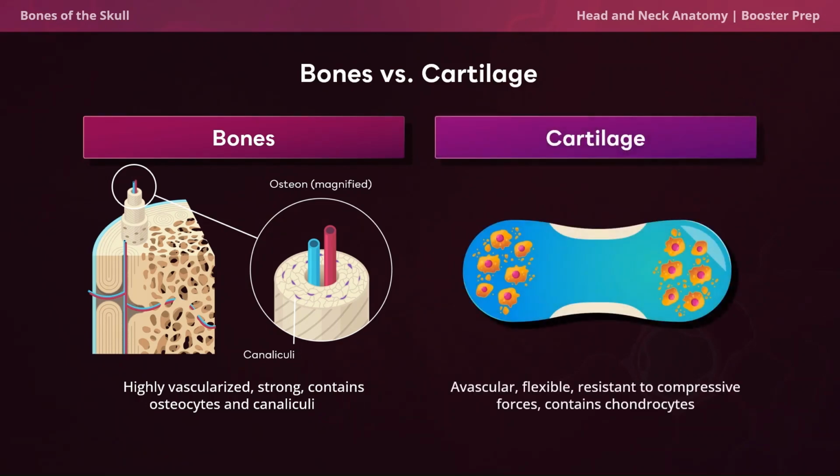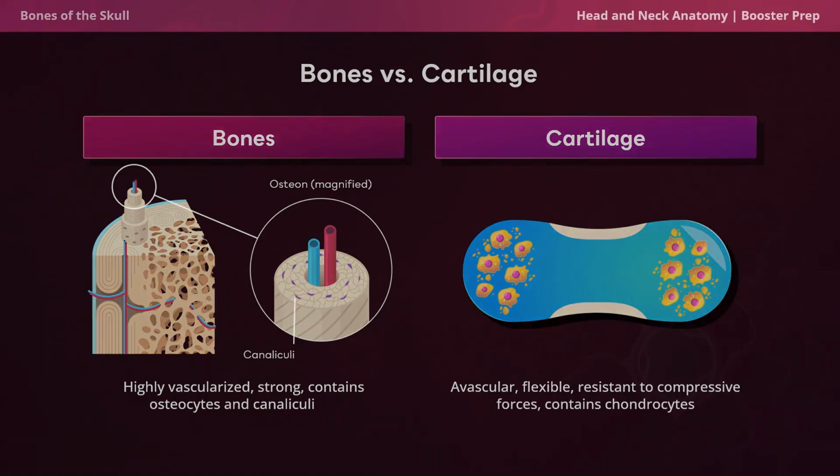Meanwhile, cartilage is connective tissue that is avascular, flexible, and resistant to compressive forces which are usually found in the surfaces of joints. Instead of having osteocytes, cartilage contains chondrocytes, which are responsible for the production of cartilage's collagen and extracellular matrix.